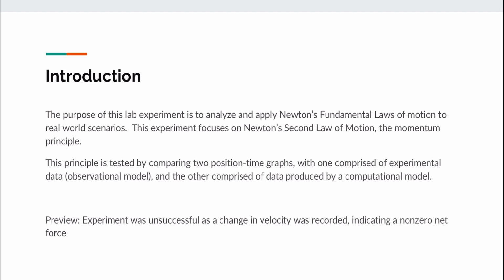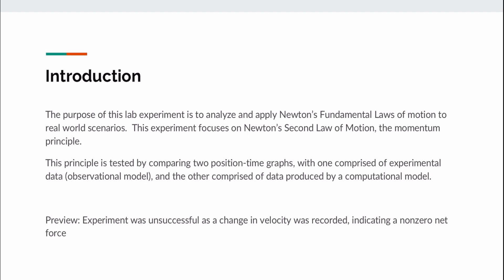The purpose of this lab experiment is to analyze and apply Newton's fundamental laws of motion to real-world scenarios. This experiment focuses on Newton's second law of motion, the momentum principle. This principle is tested by comparing two position time graphs, with one comprised of experimental data and the other comprised of data produced by a computational model.